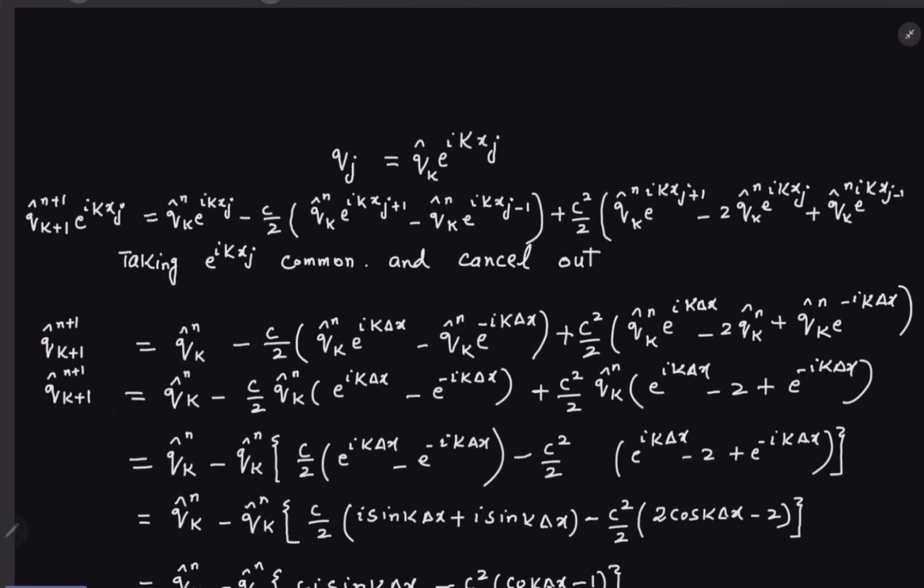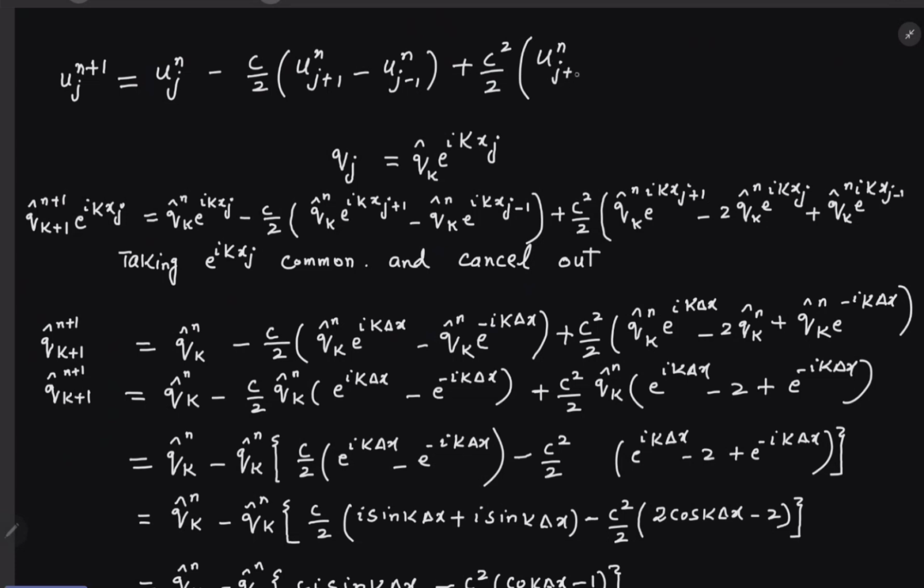Probably you know that the Lax-Wendroff method is u_j^(n+1) equals u_j^n minus c/2, where c is the Courant number, times (u_(j+1)^n minus u_(j-1)^n), plus c squared/2, where c is the Courant number, times (u_(j+1)^n minus 2u_j^n plus u_(j-1)^n). So this is the Lax-Wendroff method.